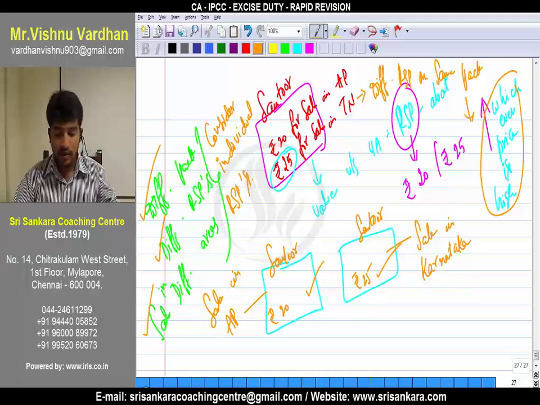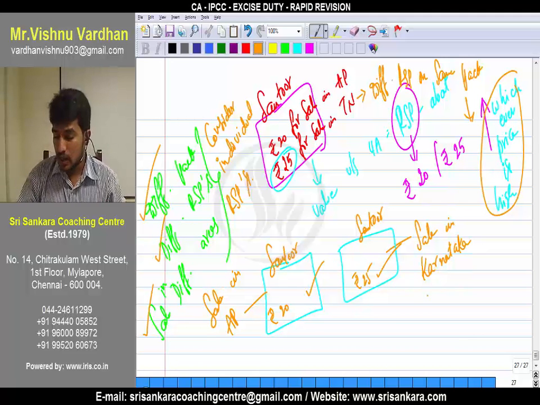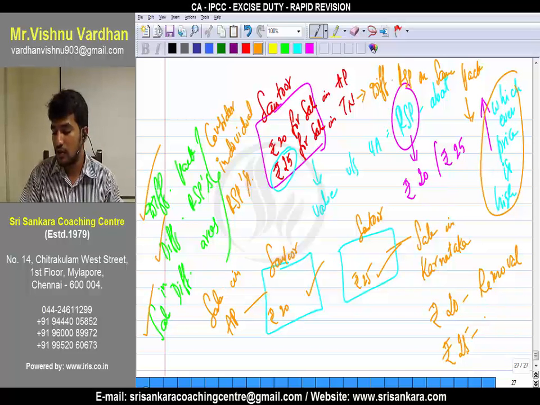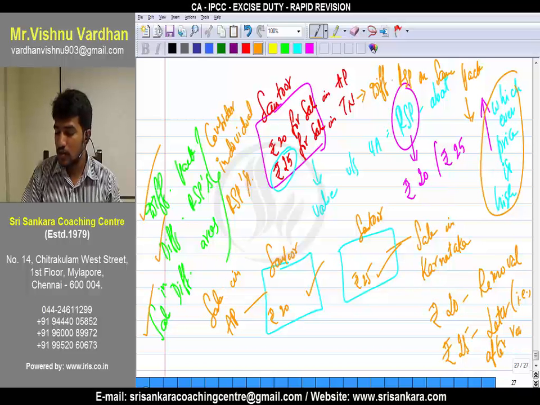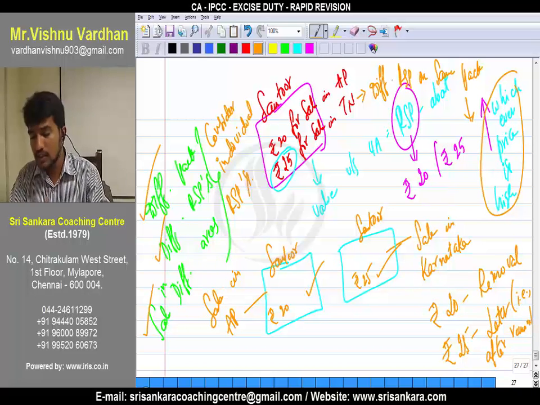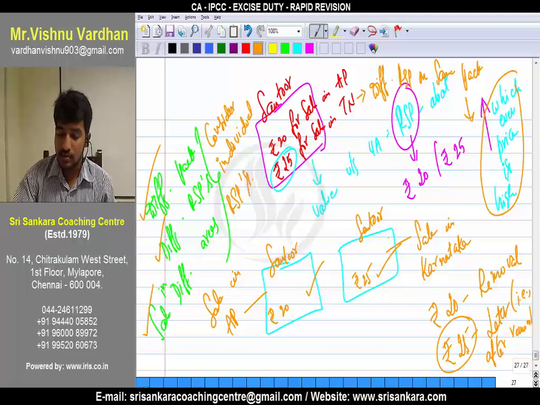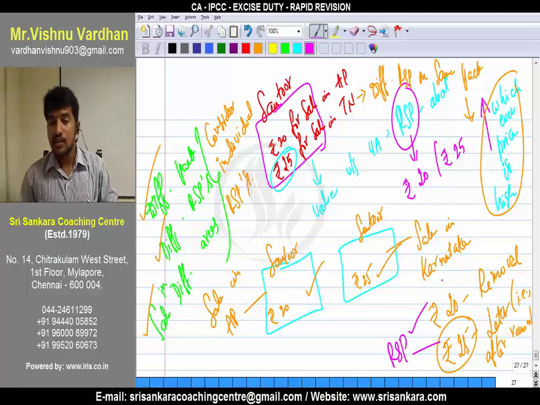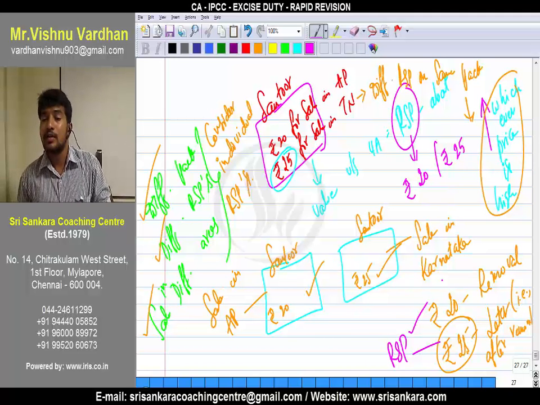So clear? Next one is, at the time of removal I am declaring RSP as rupees 20, but after removal I am altering it to 25 later. Clear? In this case, what is the RSP I should take? Whatever the increased RSP is, that will be taken as RSP. That means at the time of removal the RSP is different, but after the removal, if the RSP is increased, in such case the increased RSP will be taken as RSP.